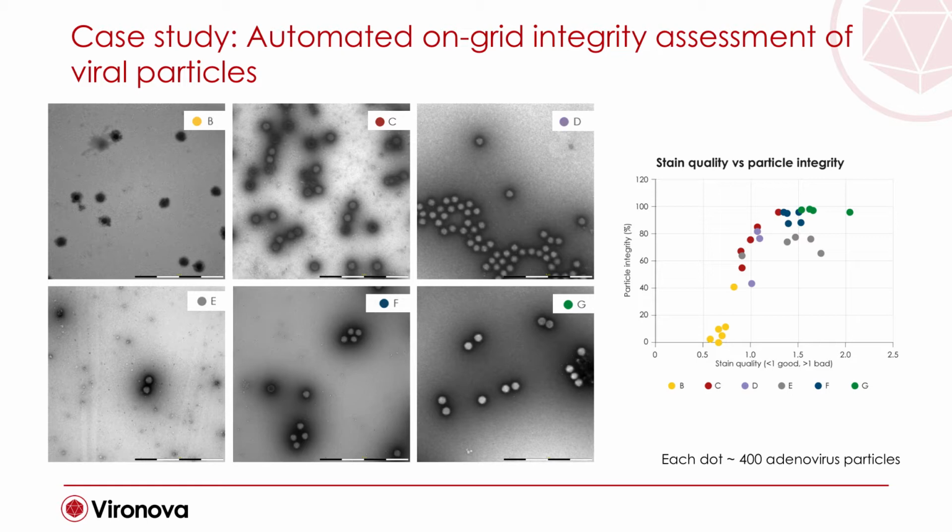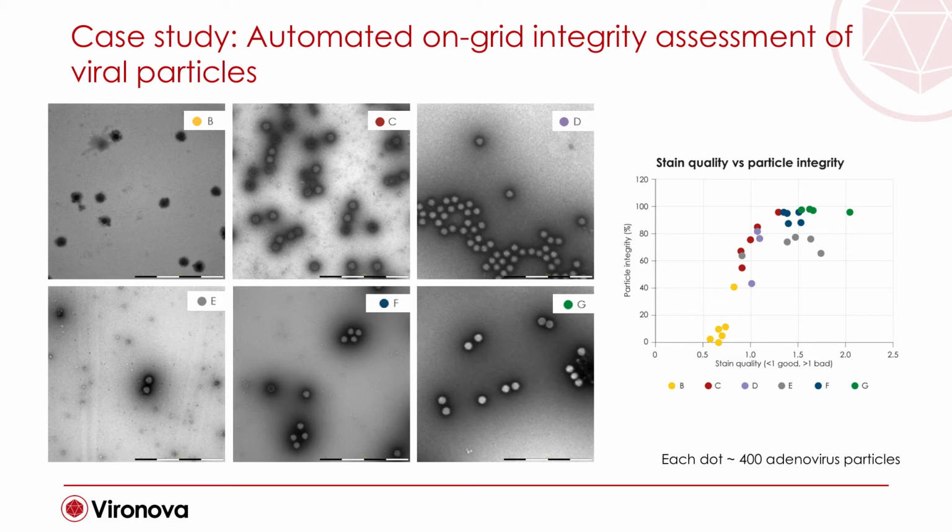And then if we plot this, you can see that depending on the stain quality, which is here plotted on the x-axis, so it's a subjective assessment, you can see that particles which are present in B, so which are present in dried out areas, have a really low particle integrity, while the better the stain gets, the more particle integrity we have.